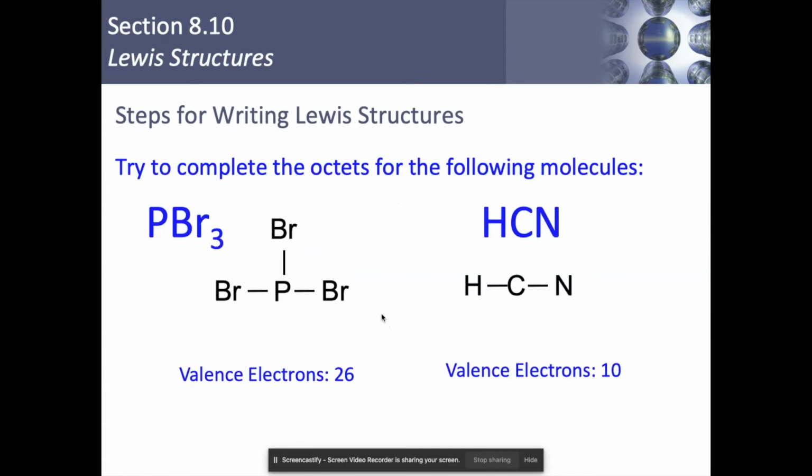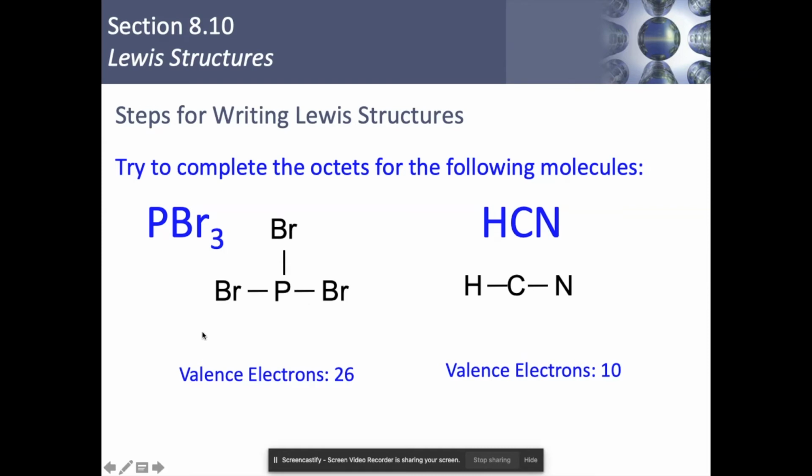So let's see if we can complete the octets for the following molecules. I have phosphorus tribromide here, and then I have hydrogen cyanide. I already counted the number of valence electrons. If you don't trust me, you're more than welcome to add them up yourself, but this one should have 26, and this one should have 10. So I started at step 2 with just single lines. Now we need to add the remaining dots, or in some cases, adding a double or a triple bond.